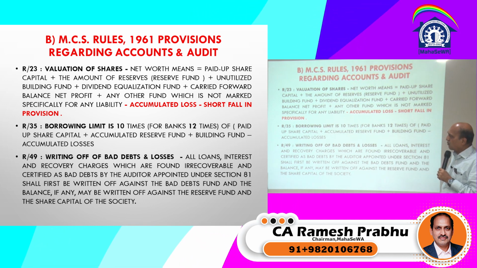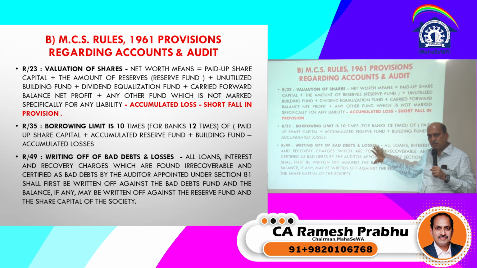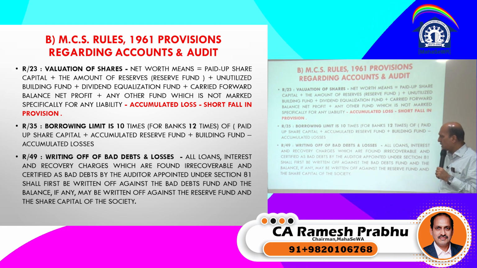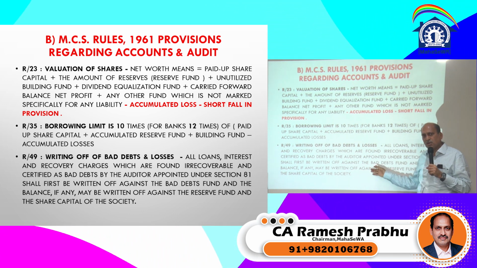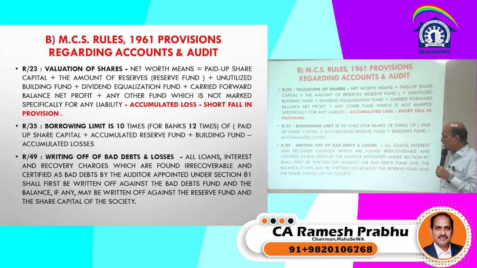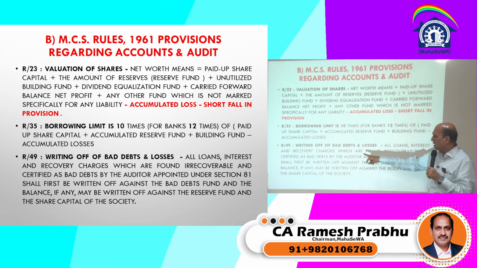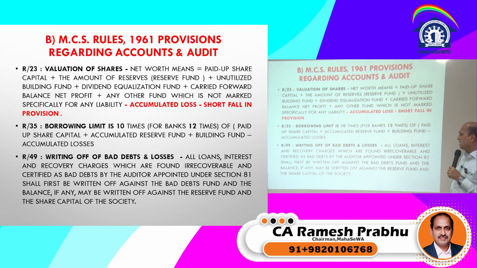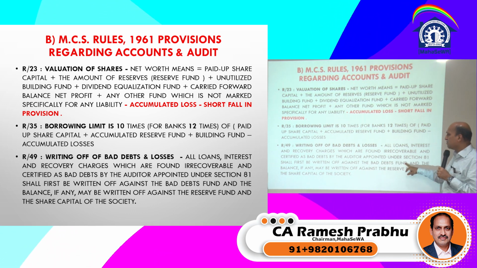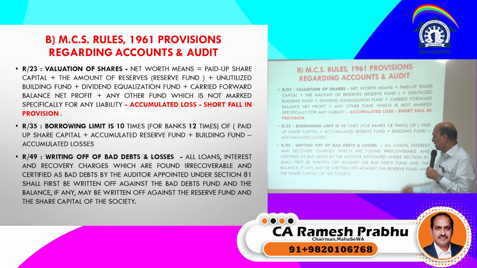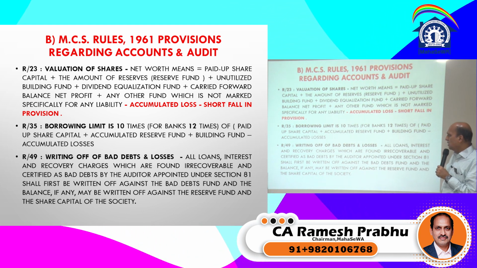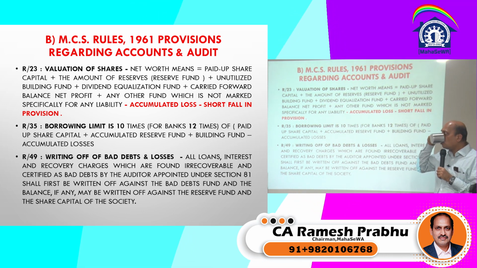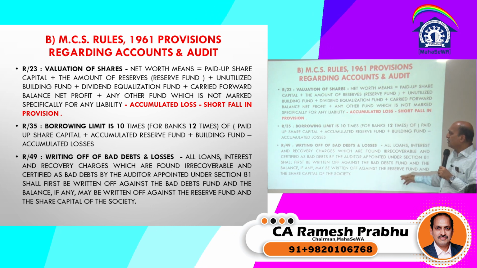Rule 49, writing off of bad debts. If there are bad debts, dues which are not recoverable, of course, it is more applicable to cooperative banks and credit societies. But in a housing society also, sometimes bad debts are written off, like interest which is not receivable. All the loans, interest and recovery charges which are found irrecoverable and certified as bad by the auditor appointed under section 81 shall first be written off against the bad debts fund if there is one, and the balance if any may be written off against the reserve fund and then the share capital of the society. How bad debts have to be written off is given in rule 49.